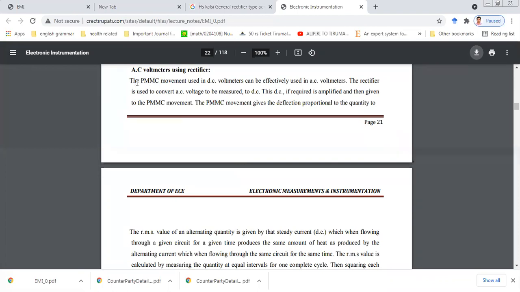Here the PMMC, permanent magnet moving coil movement, is nothing but a d'Arsonval galvanometer or movement, or it is a basic meter. So the PMMC movement or meter used in DC voltmeters can be effectively used in AC meters. The rectifier is used to convert the AC voltage to be measured into DC. This DC, if required, is amplified and then given to the PMMC movement.